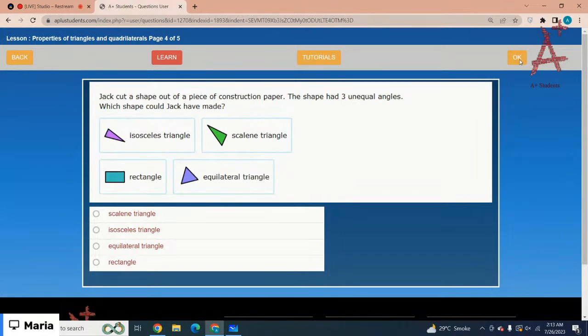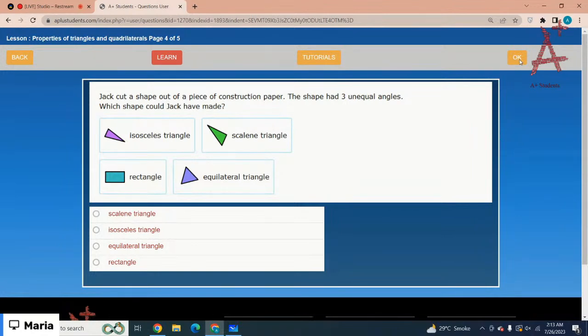Okay, the next one is Jack cut a shape out of a piece of construction paper. The shape had three unequal angles. Which shape could Jack have made? So, which is the correct option? These are the questions awaited on the tutorial. So, if you already know the answers, you can please write down the answer in the chat box. Which is the correct option?